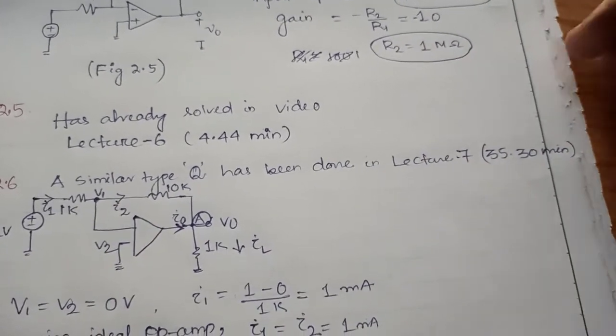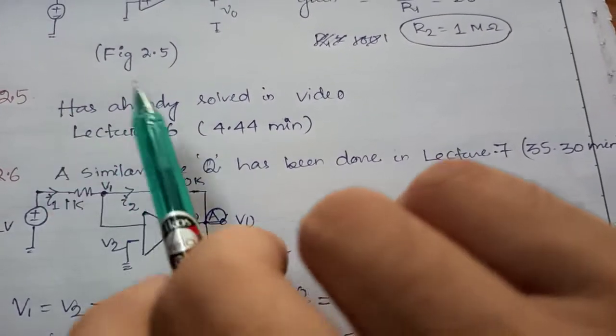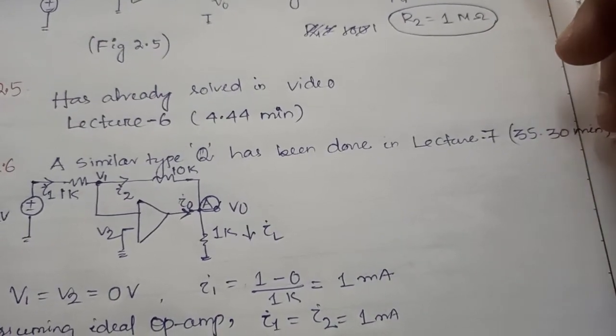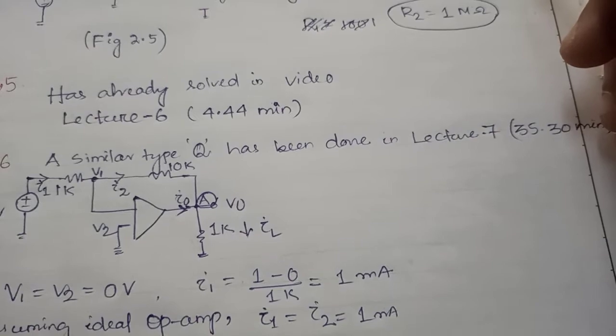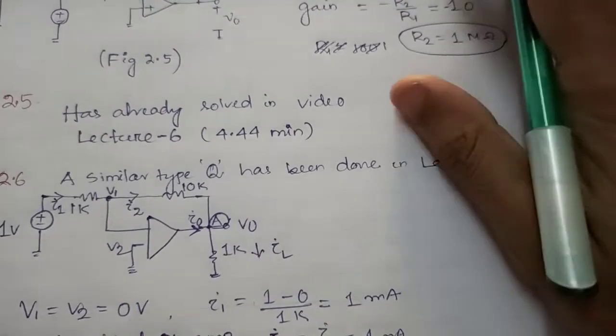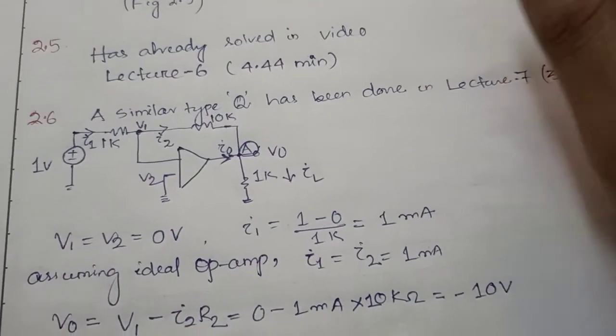Now the second question of 2.5, I already solved in this video. We have to implement a transresistance amplifier, and find the value of input resistance Ri, transresistance Rm, and the output resistance R0. So you can check the video, you will get the answer.